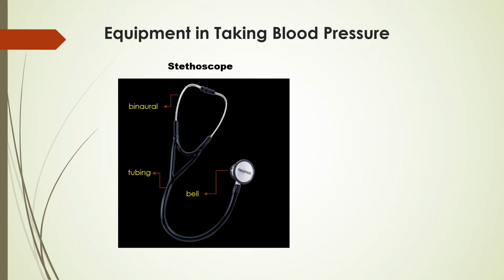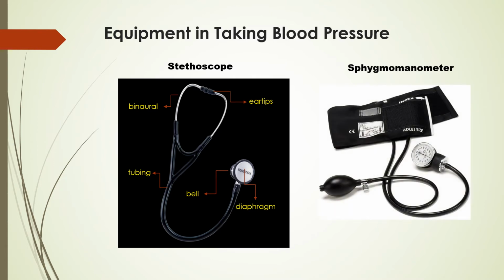This is the bell, or round side of the drum, which is better for hearing low-pitched sounds. The diaphragm, or flat side of the drum, is better for hearing medium or high-pitched sounds, and of course we have the ear tip. Another equipment is the sphygmomanometer. A sphygmomanometer is an apparatus for measuring blood pressure.